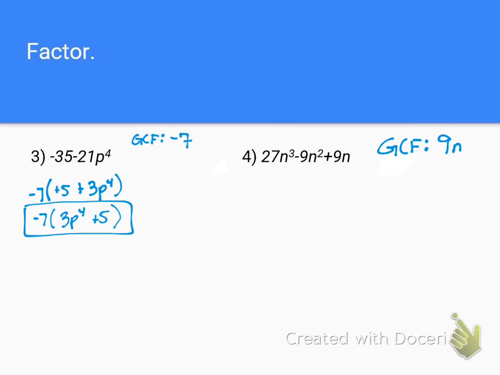Next thing we want to do is bring down 9N. Open parentheses. I'll start us off here on this example. Working slowly. Let's focus on the numbers. 27 divided by 9 is 3. Good. N cubed divided by N is... Okay, we talked about this before. N cubed divided by N. This is N to the first. N cubed divided by N is N squared.